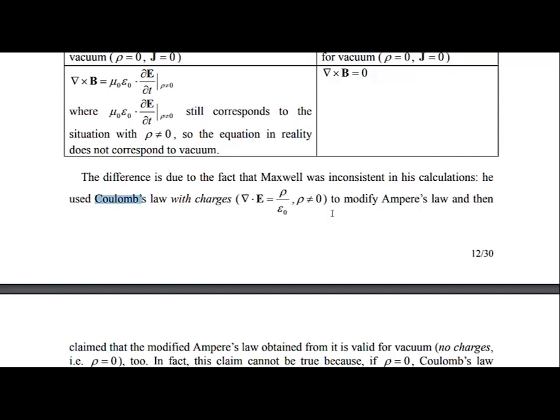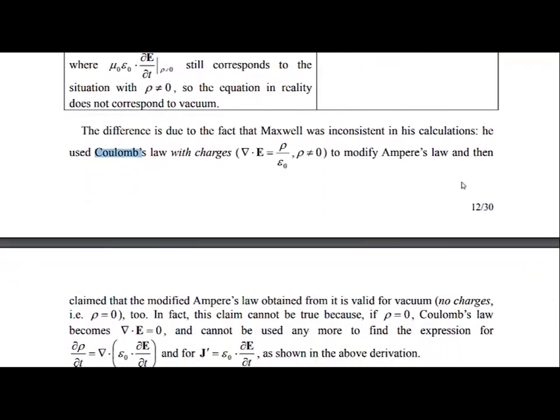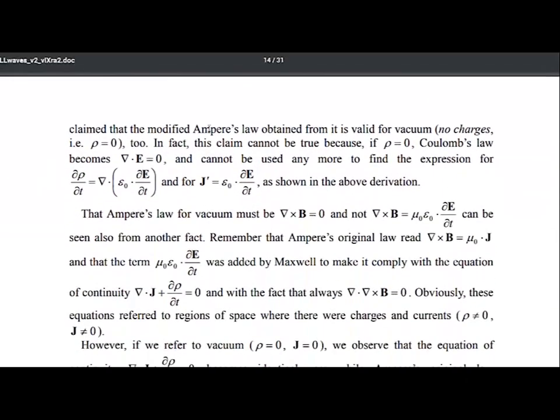So he started with Gauss's law, where there are charges, to modify Ampere's law, and then claimed that the modified Ampere's law obtained from it is valid in vacuum where there are no charges.